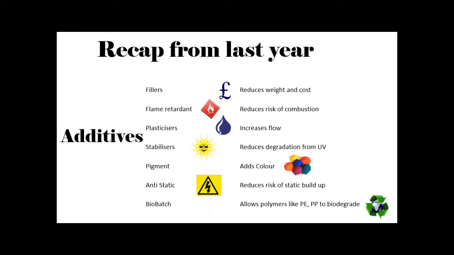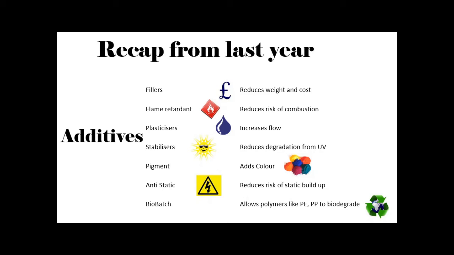Your stabilizers, so that prevents things from biodegrading in UV and sunlight. So if you were making plastic like garden chairs and things like that, you need to have stabilizers to do that, so it wouldn't break down. Pigments just let you change the colors quite easily.